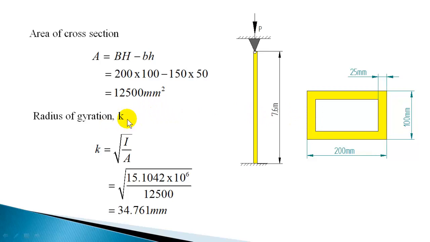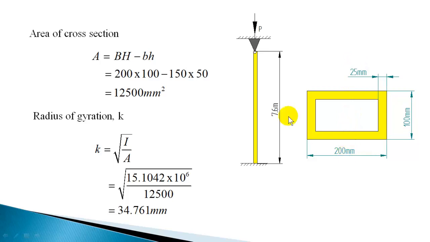Now radius of gyration you can find out as root of I by A. I is the least moment of inertia we have calculated, and this is going to be the least radius of gyration. So k is root of I by A. I is 15.1042 into 10 raised to 6, which we have calculated, divided by area 12,500, which will work out as 34.761. So this is the least radius of gyration.